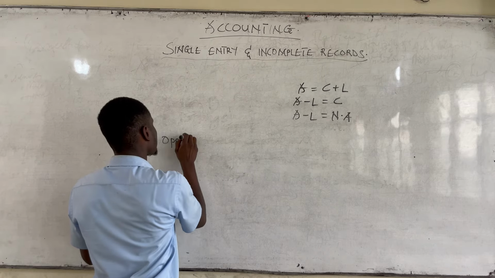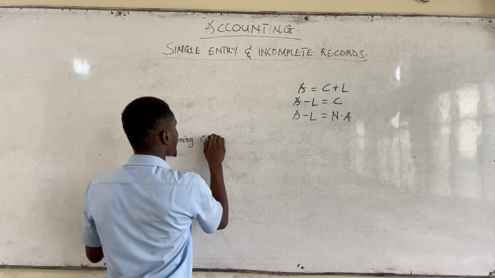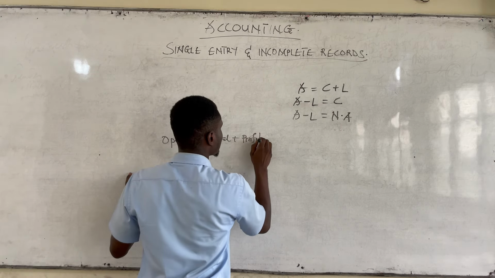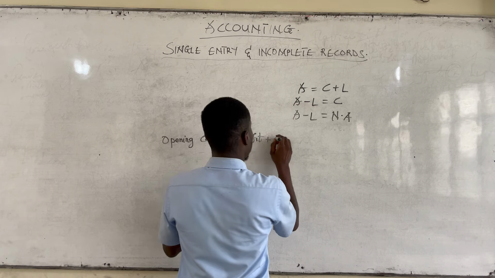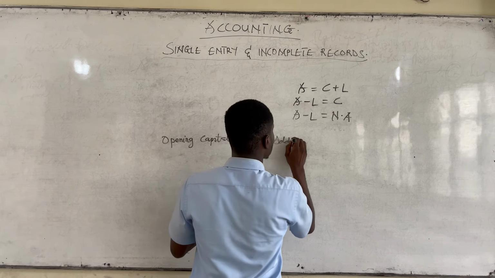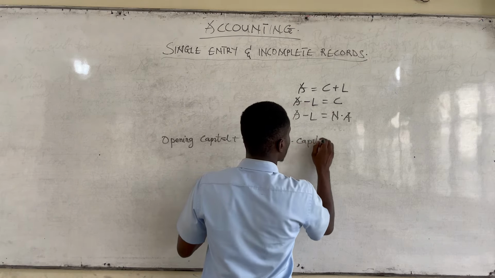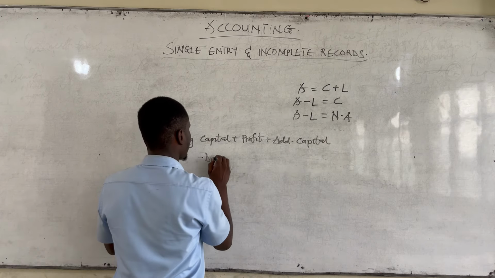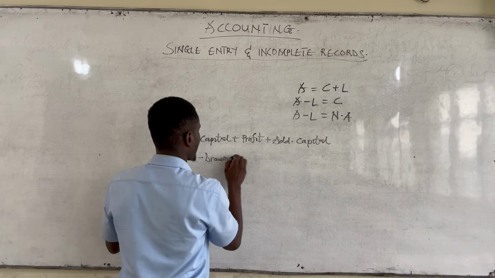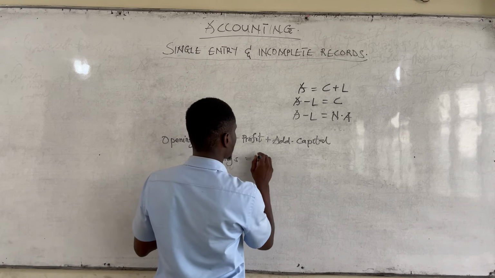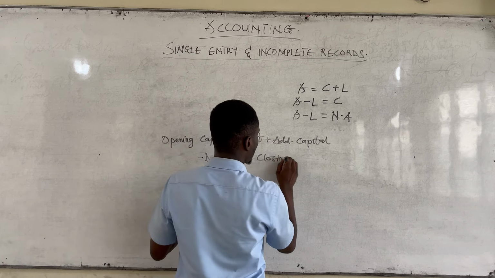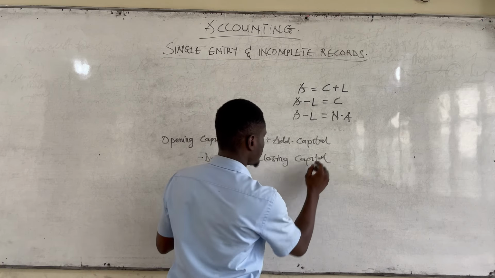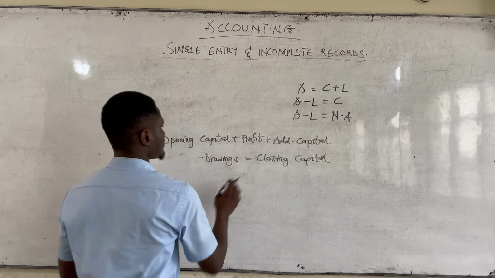Opening capital plus profit plus additional capital minus drawings is equal to closing capital. Good. You have to put this in mind.